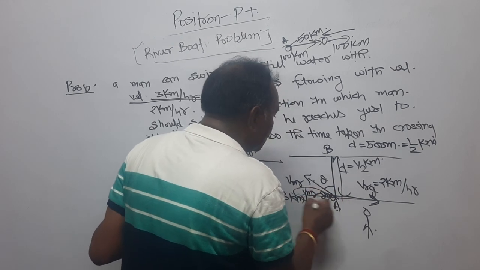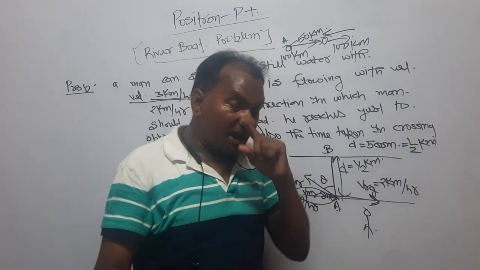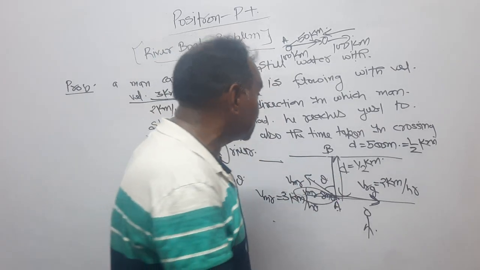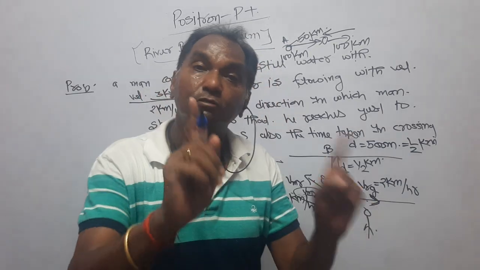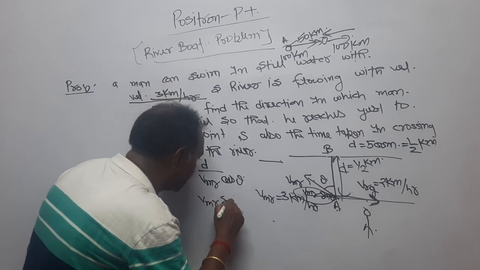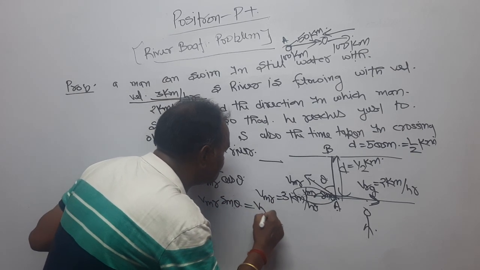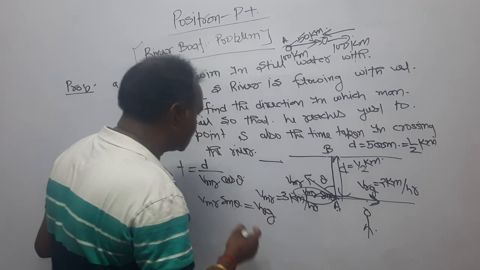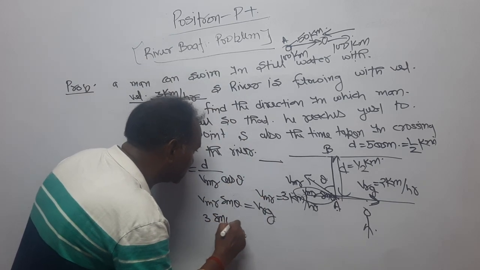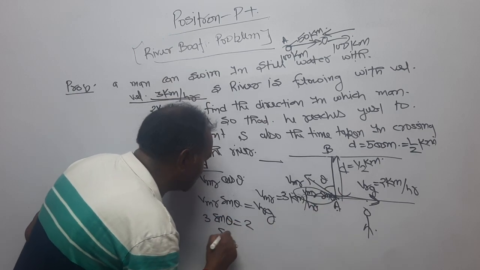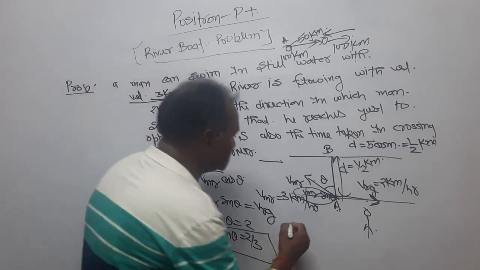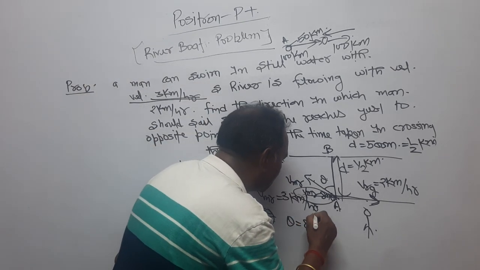Now look here, if the swimmer wants to travel from A to B exactly in the opposite direction, then this horizontal component should be balanced. So VMR sine theta is equal to VRG. Now VMR, that is the velocity of man with respect to river, is 3, so 3 sine theta, and VRG is 2. So sine theta is equal to 2 by 3, or you can say theta is equal to sine inverse 2 by 3.